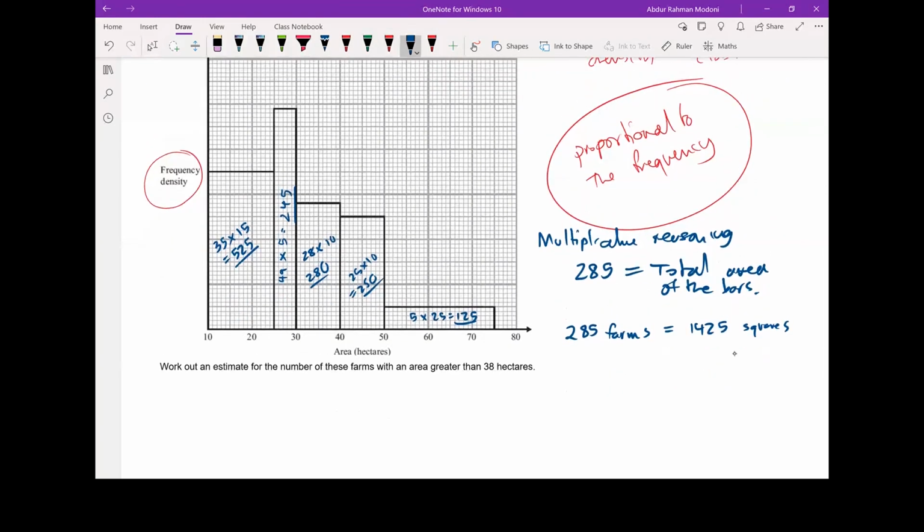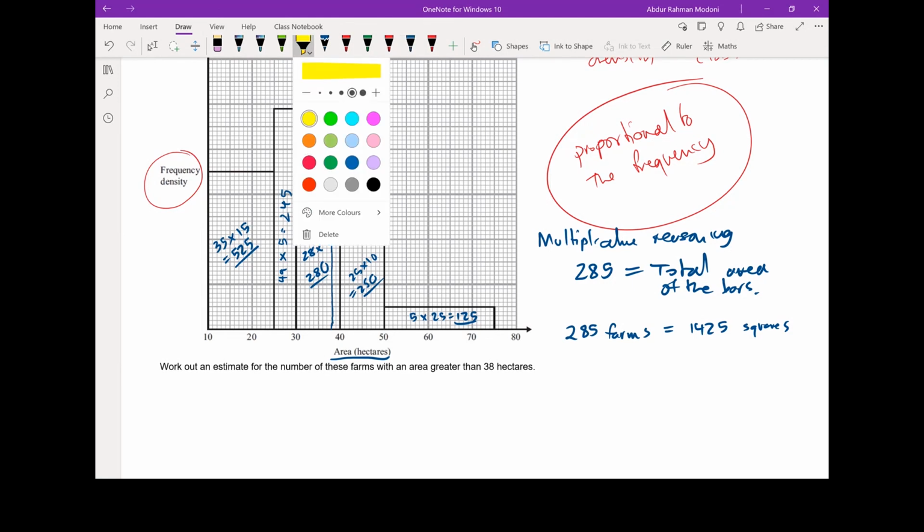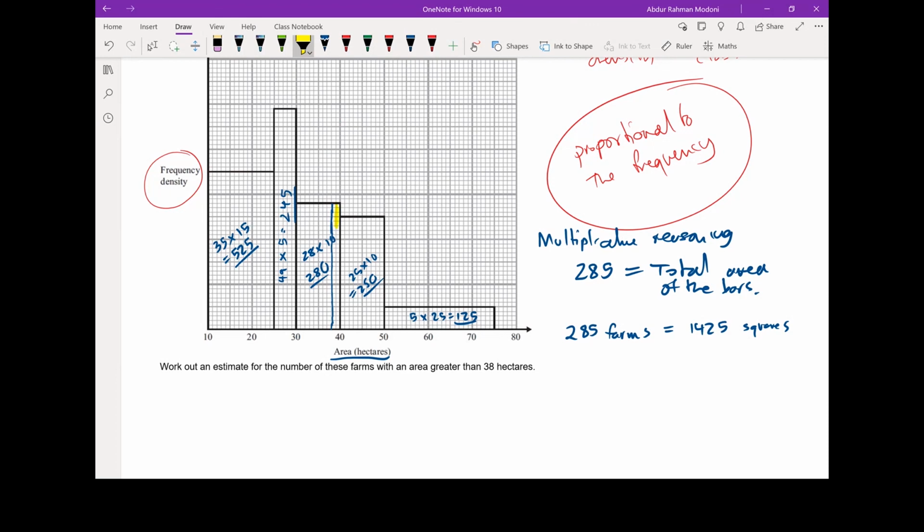Then it goes on to say work out an estimate for the number of these farms with an area greater than 38 hectares. The area in hectares is given, and we're looking for the number of farms with an area greater than 38 hectares. So 38 is there, and let me draw a vertical line at 38. Essentially I'm looking at everything to the right of this. If I highlight everything to the right, I'd be looking at all of this area from the vertical line I drew, so that bar and that bar.